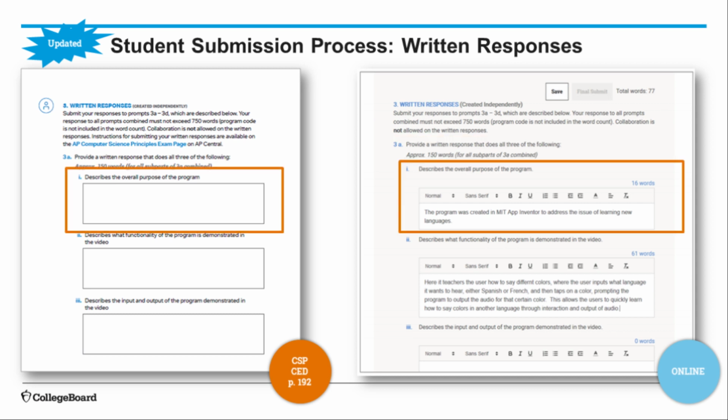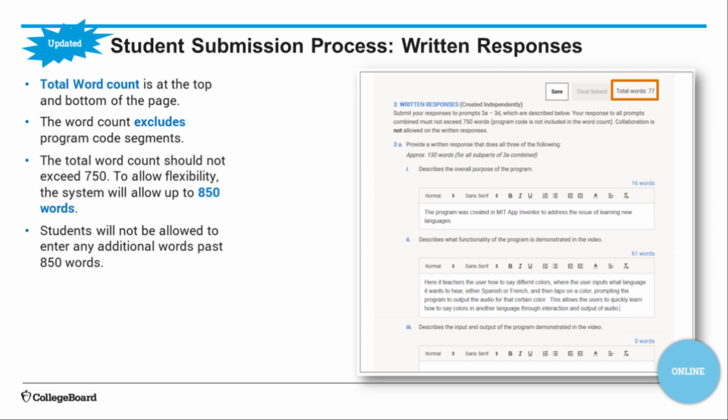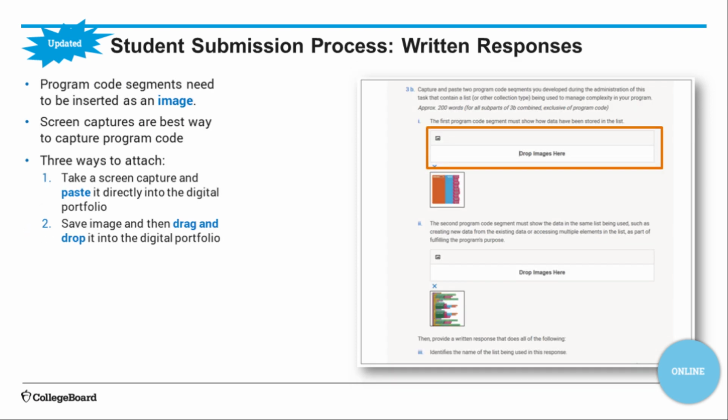Okay, so like I said, these are exactly the same here. You've got your word counts. To upload images, I think the easiest thing to do is for you to take a screenshot of your code. So, I have a little print screen button on my computer. I click that, I take a screen grab, and then you can just paste it into this box.